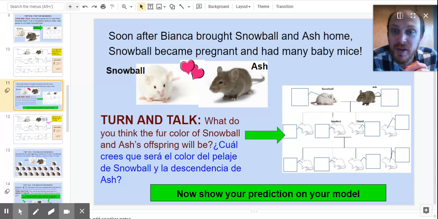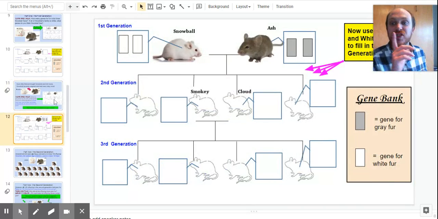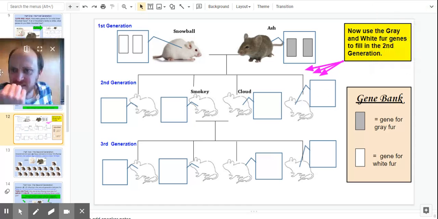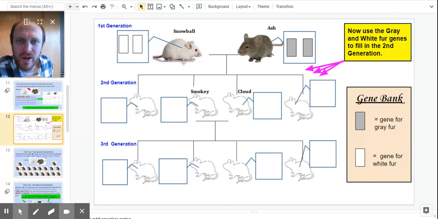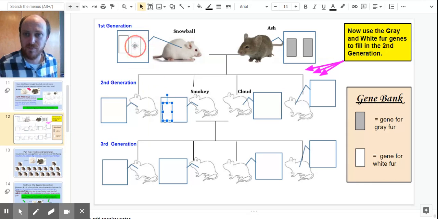Soon after Bianca brought Snowball and Ash home, Snowball became pregnant and had many baby mice. What color do you think they're going to be? And now show them on here. So you actually predicted this on Tuesday, but now you're going to show. Now we know Snowball and Ash's genes. Here they are, 2 white, 2 gray. What genes is the second generation going to have? These boxes are showing the genes, so drag down the genes at each step. Go ahead and pause me and give it a shot.